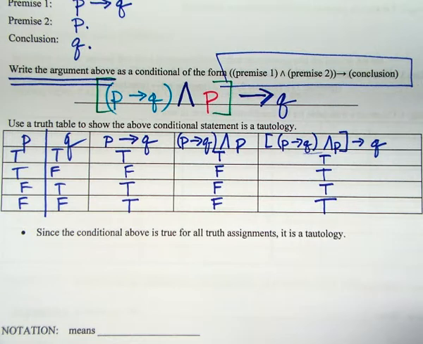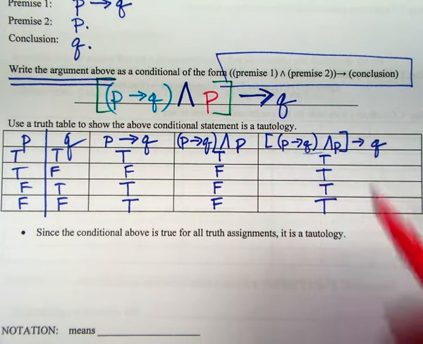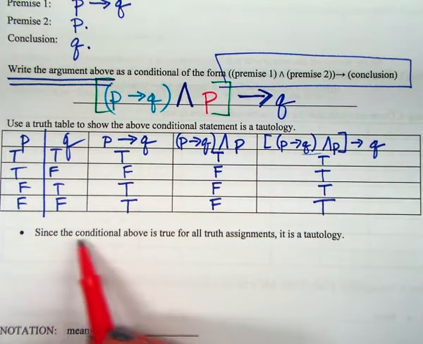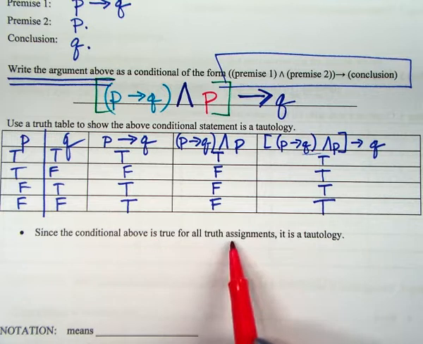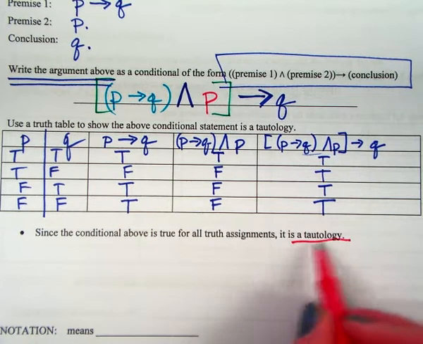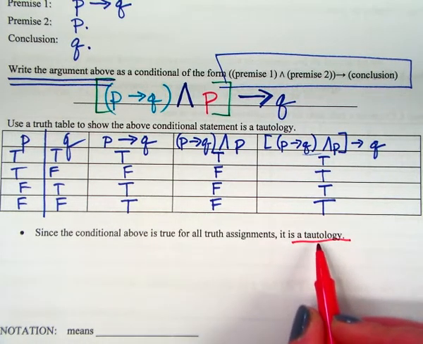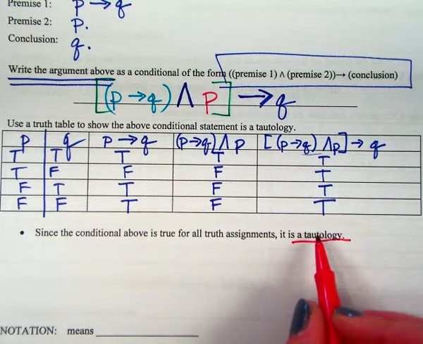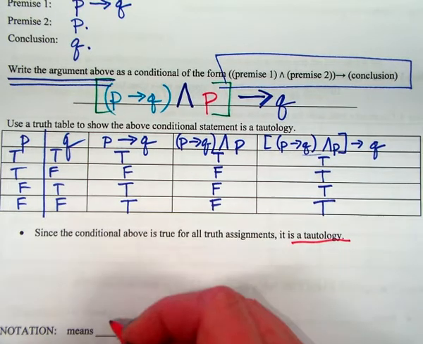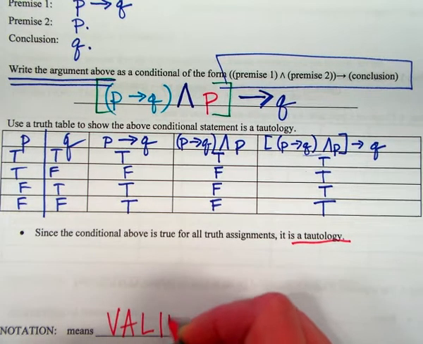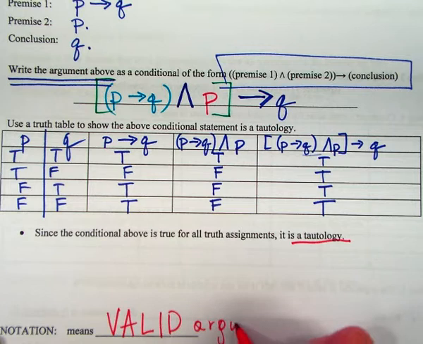So by creating this, we found that all of these are true since the conditional above is true for all truth assignments. It's a tautology. Do you remember tautology? Self-contradiction and then the neither. So what that means is that this is a valid argument. And we are done.